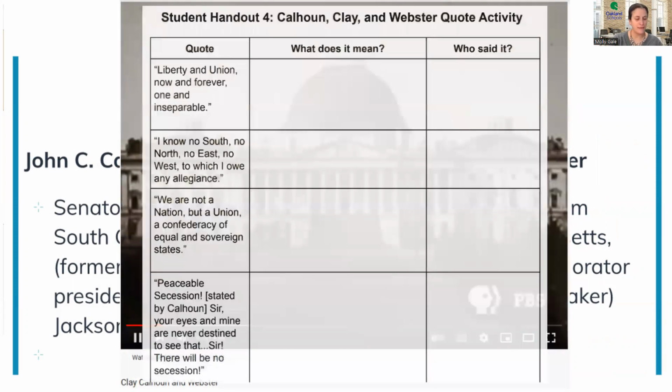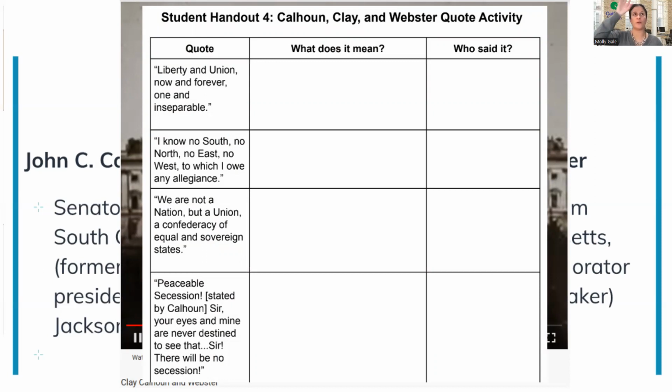And then they do a graffiti board activity around the room using quotes from these 3 people. So each one of the graffiti boards has one of these quotes you're seeing on the screen, and there's a few more as well. And they're looking at trying to figure out what they think that quote meant and who probably said it based on what they know about those 3.